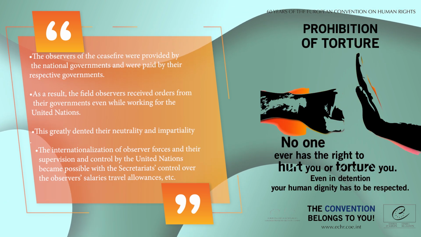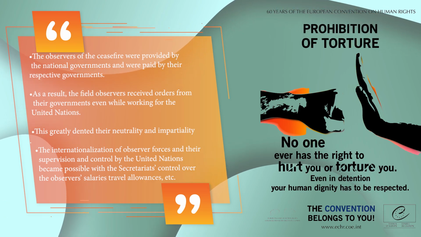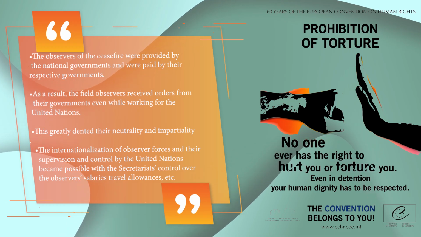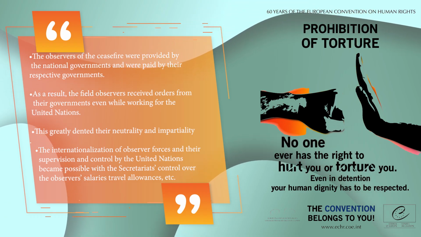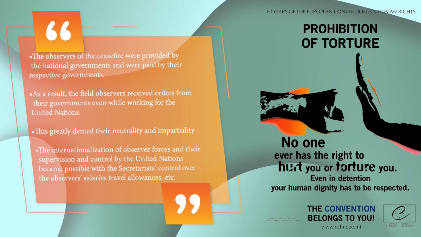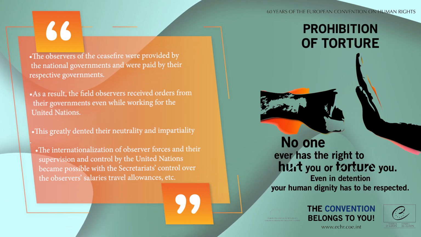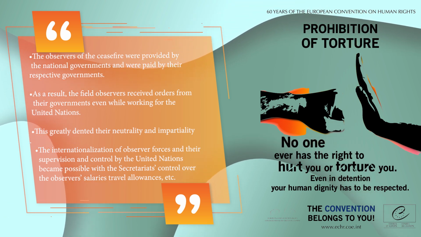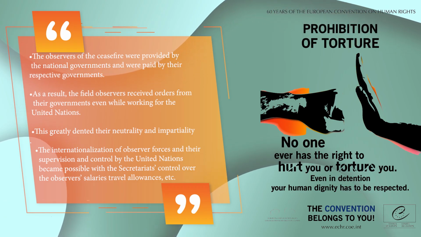The observers of the ceasefire were provided by the national governments and were paid by their respective governments. As a result, the field observers received orders from their governments even while working for the United Nations. This you need to understand. This greatly dented their neutrality and impartiality.